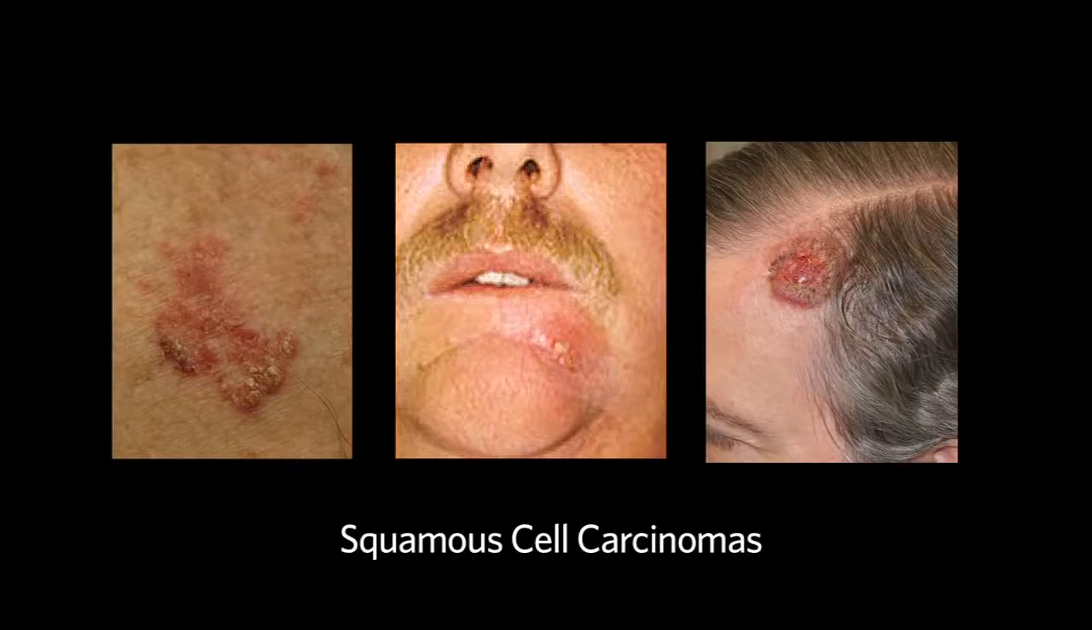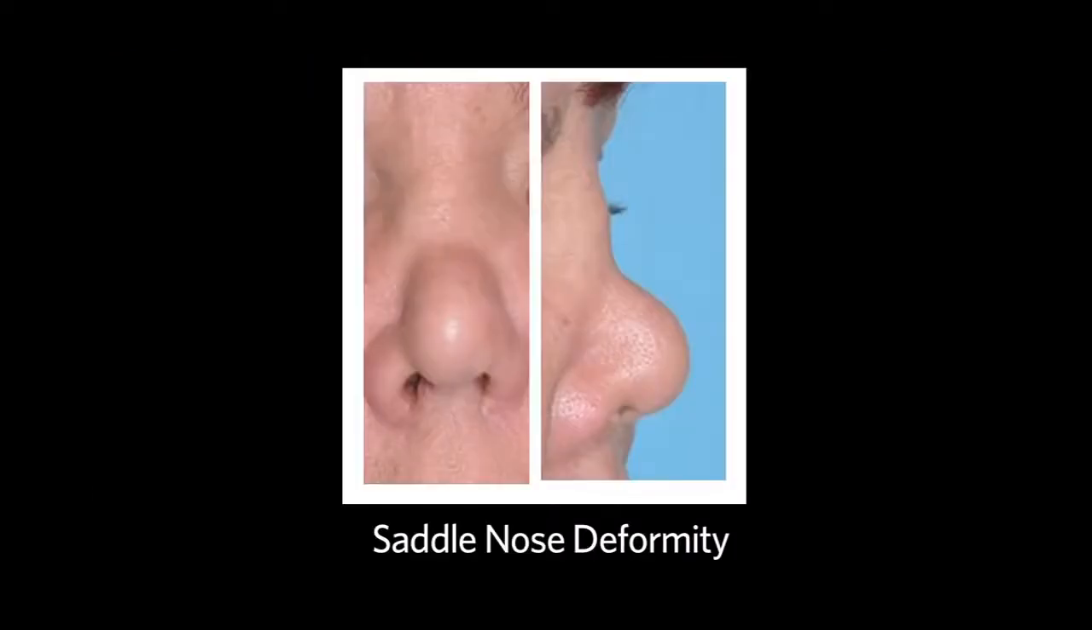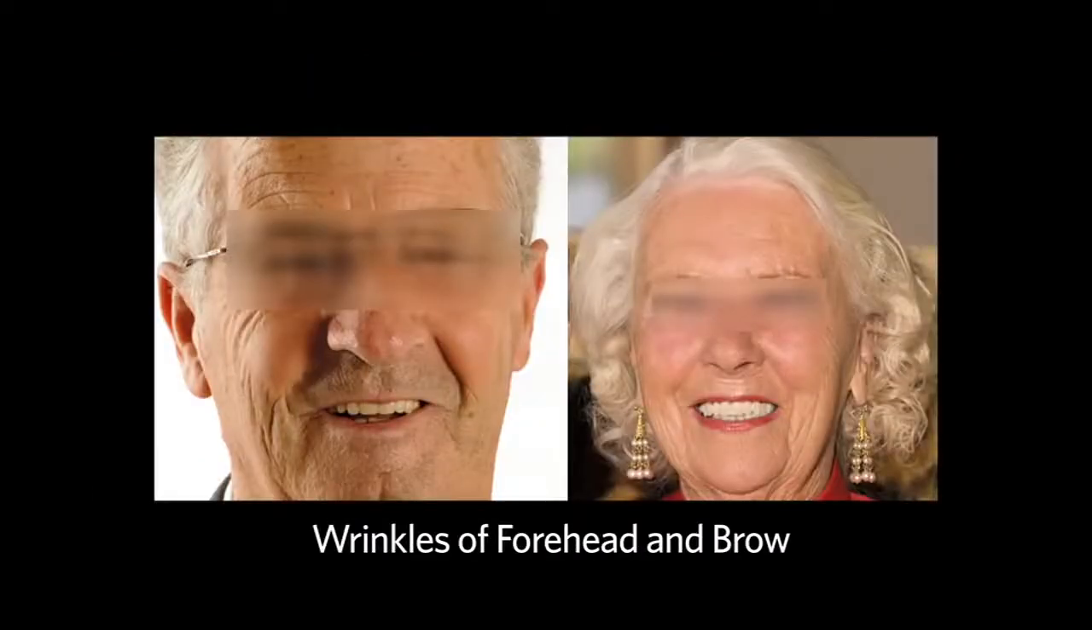Common abnormalities seen are squamous cell carcinomas and basal cell carcinomas. Obvious asymmetry or deformity of the nose, or wrinkles of the forehead, around the eyes, or upper lip. The nose is divided into the bony and cartilaginous components.